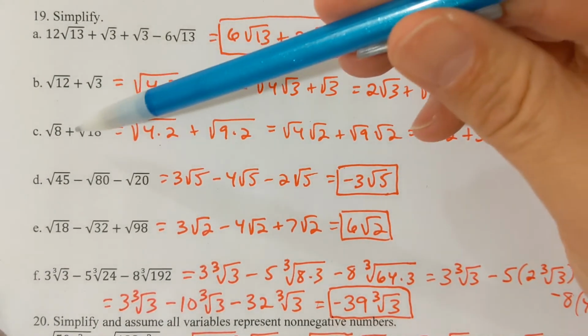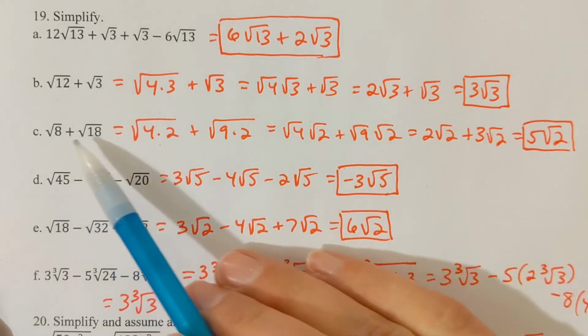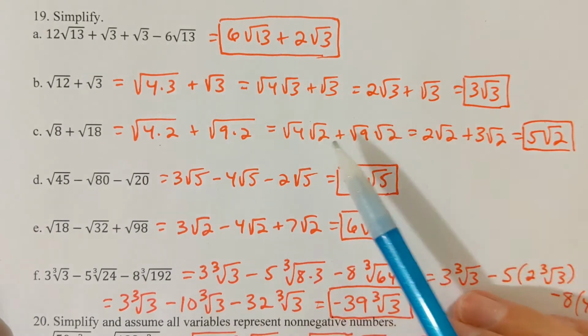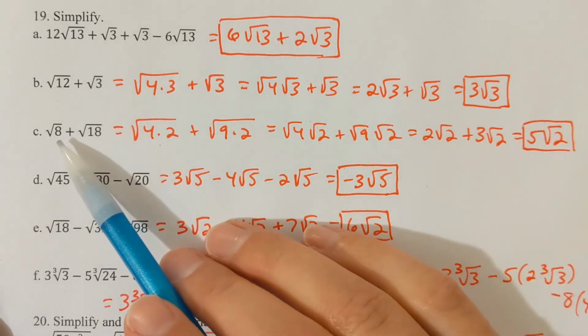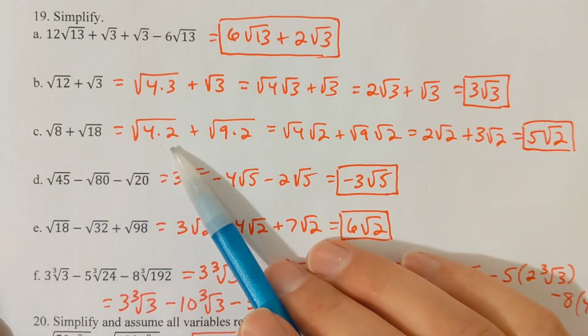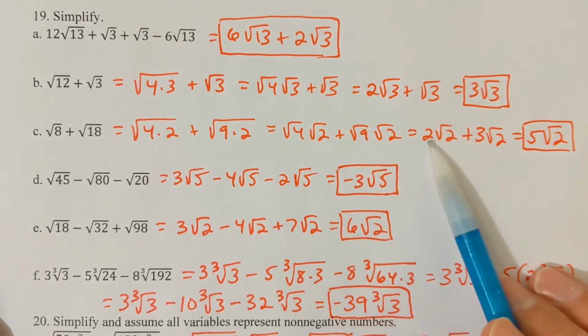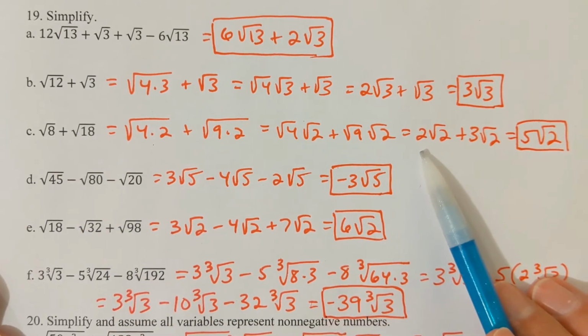Part C, the square root of 8 plus the square root of 18. Well, these are not in like radical form, but maybe I can rewrite both of them so that they are in like radical form, and that way I can add. 8 is the same as 4 times 2. And I know the square root of 4 is 2. So the square root of 8, that would be the same as 2 root 2.